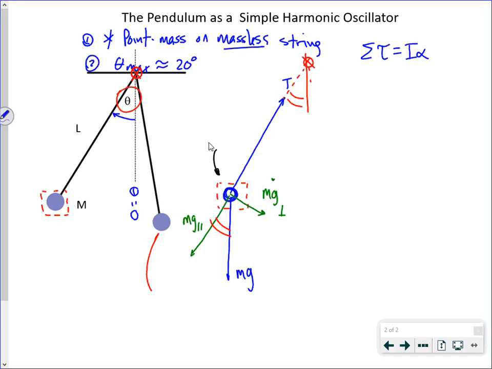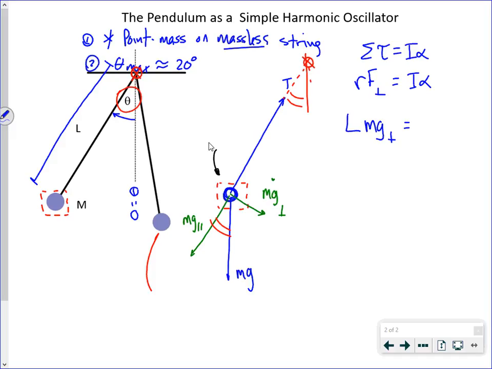Now, the net torque is generally R F perpendicular, and R is the length of the pendulum. It's from here to here. R is the distance from the axis of rotation to the point of application of the force. And our force is mg perpendicular.